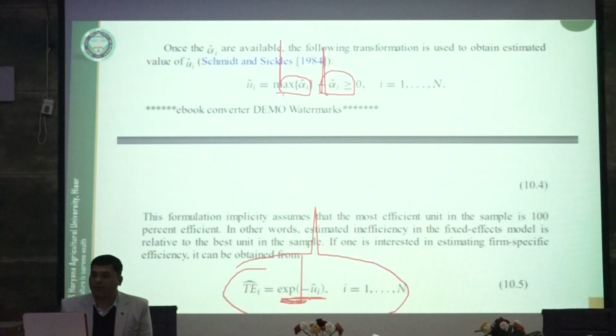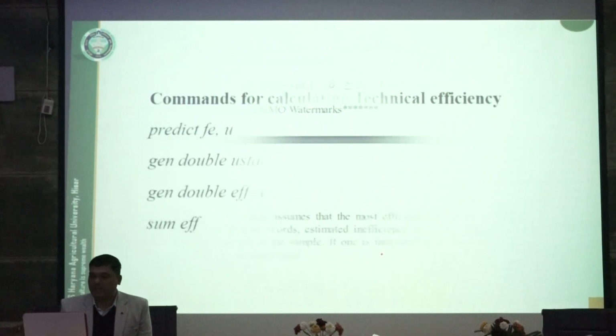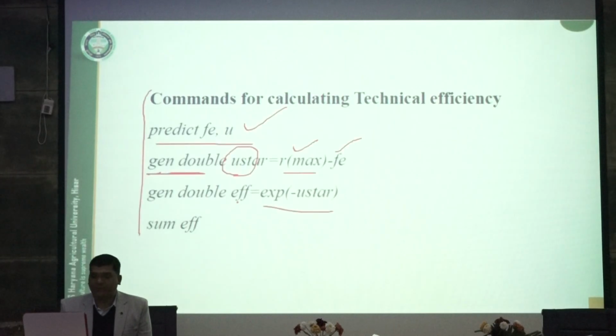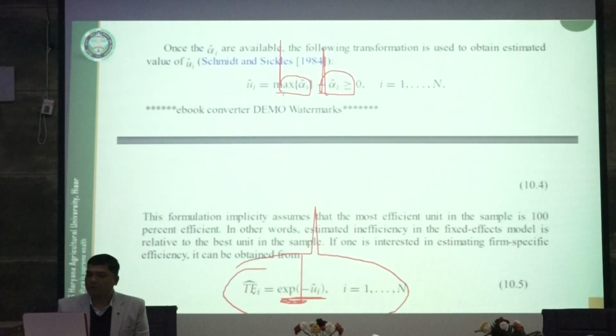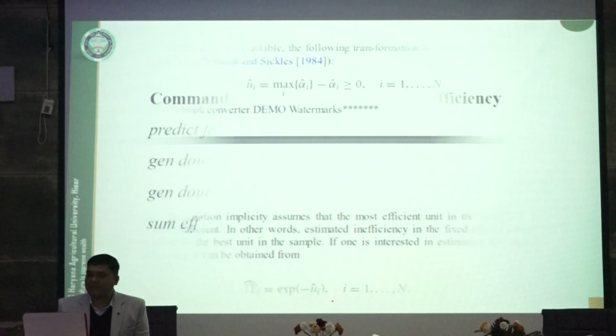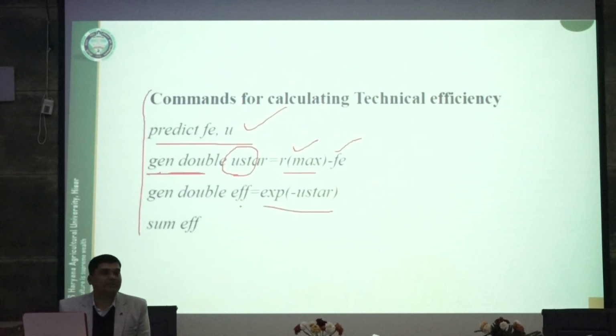Exponential of minus of ui cap. Okay, so we have used this formula over here. So efficiency is equal to exponential of minus of u star. That is some variable name. So minus of u star. By using this formula, we can calculate the efficiency. So this is the efficiency, and this is the summary of efficiency.